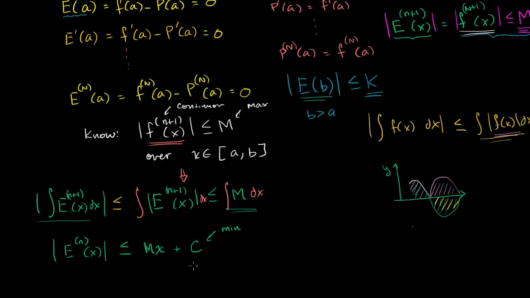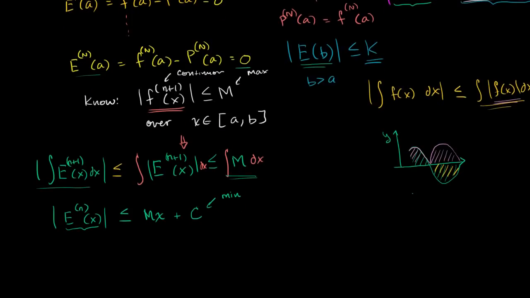And lucky for us, we do know what value this function takes on at a point. We know that the nth derivative of our error function at a is equal to 0. I think we wrote it over here. The nth derivative at a is equal to 0. And that's because the nth derivative of the function and the approximation at a are going to be the same exact thing.